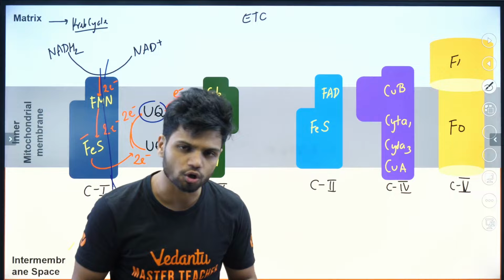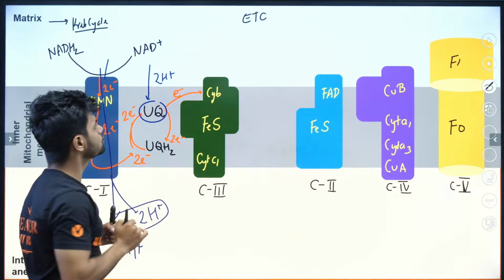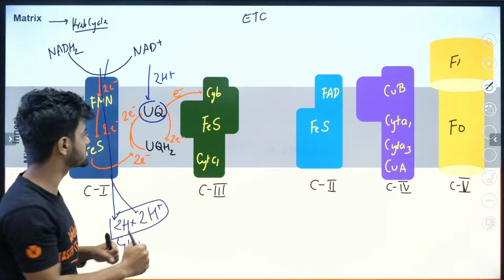Now this ubiquinol is getting electrons, it is getting energized. Now it is getting energized, it also takes up two protons from your matrix. It captures the two protons from the matrix. That's why it becomes 2QH2.